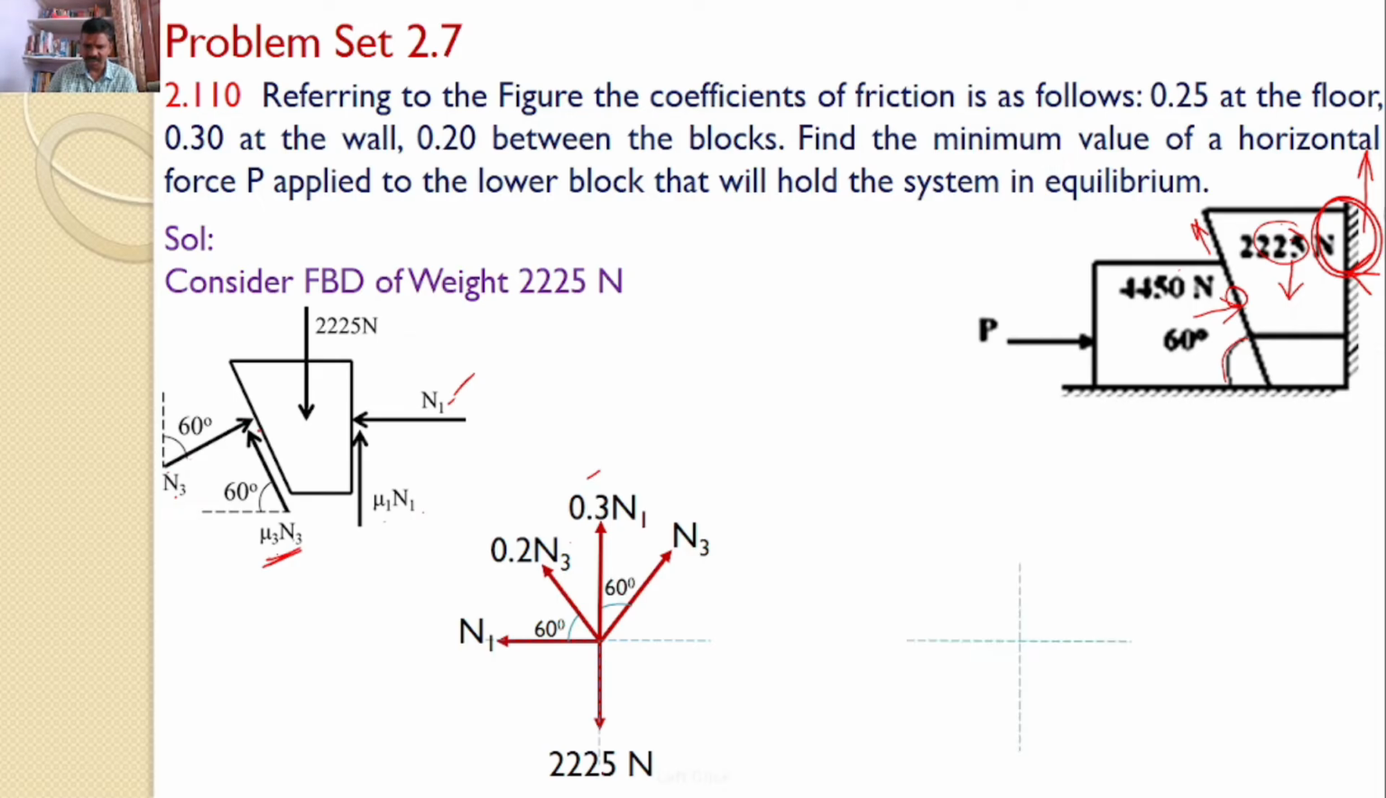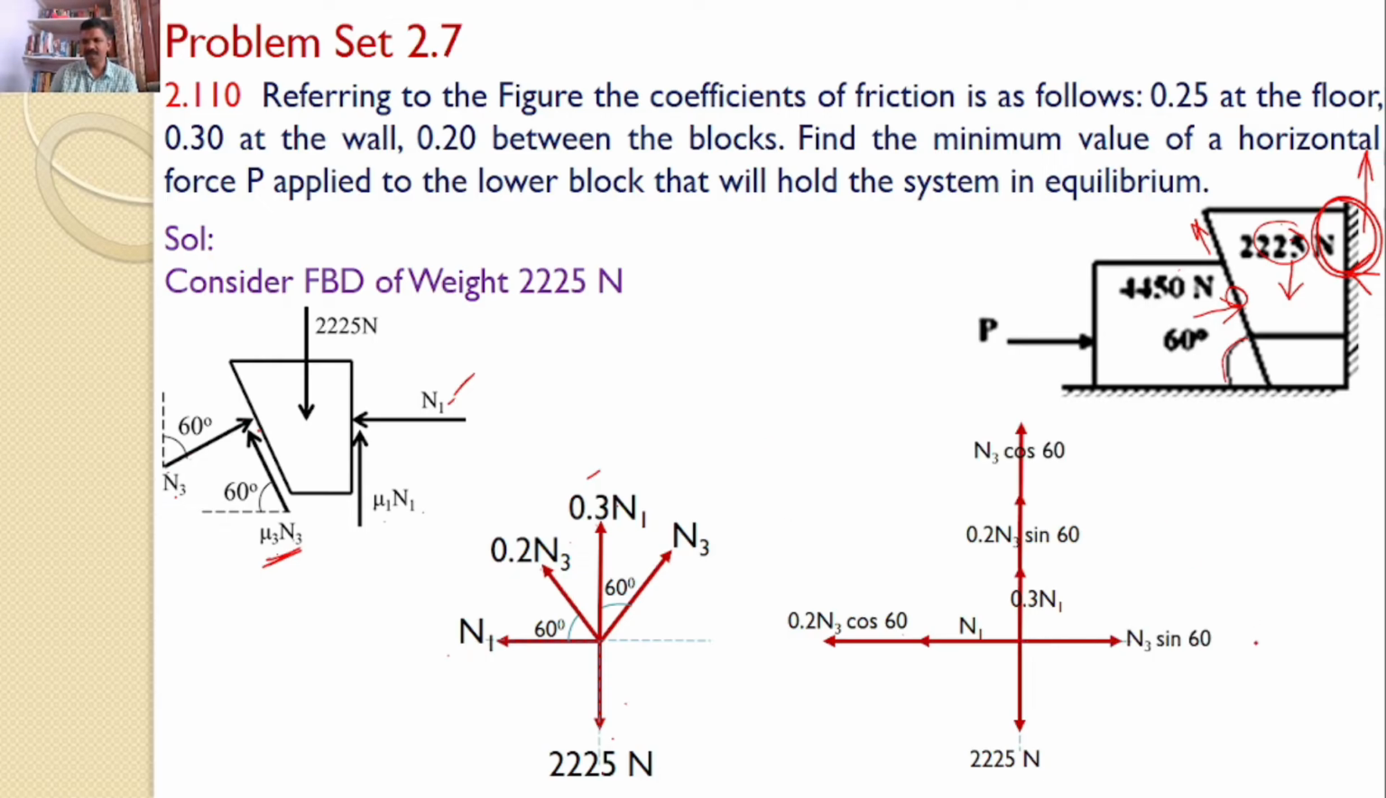Let us resolve all the forces along the x-axis and y-axis. Of course, 3.25, N1 and 0.3 N1, all these three forces are acting along the x and y axes, hence you need not resolve these three forces. Now, we need to resolve the force N3 and 0.2 N3. So, 0.2 N3 makes an angle 60 with the horizontal. Hence, the horizontal component is 0.2 N3 cos 60, and the vertical component is 0.2 N3 sin 60. N3 makes an angle 60 with the vertical. Hence, the vertical component is N3 cos 60, and the horizontal component is N3 sin 60.